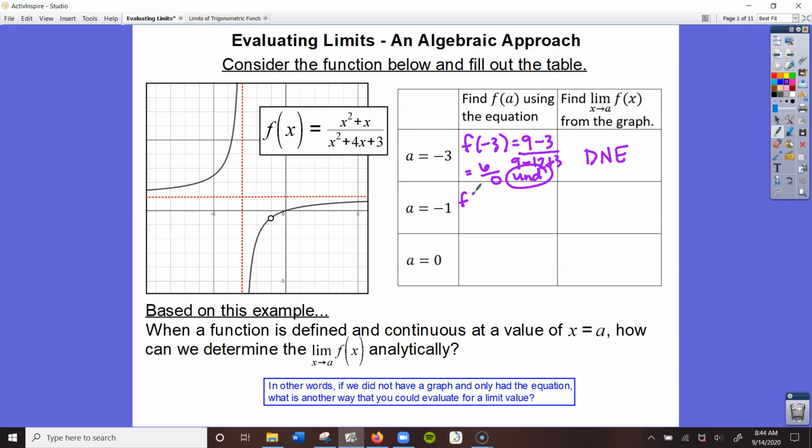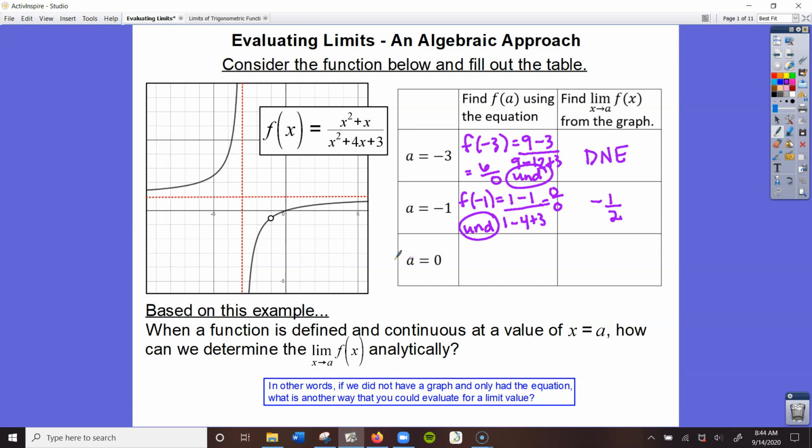For f of negative 1, again, we're going to just go ahead and plug it in. When we plug it in, we get 1 minus 1 over 1 minus 4 plus 3. And I end up getting here 0 over 0, which is also undefined since we can never have 0 in the denominator. However, when I look at the graph and I go to x is negative 1, I see that we do have a limit value. And the limit value would be negative 1 over 2. Even though it is a hole, the left and the right side do equal.